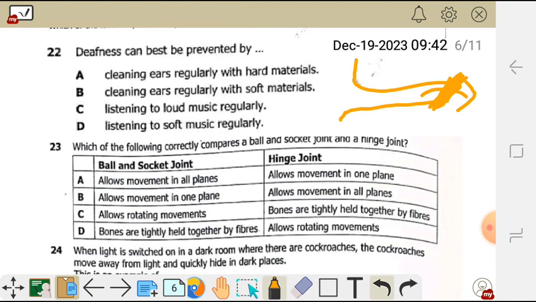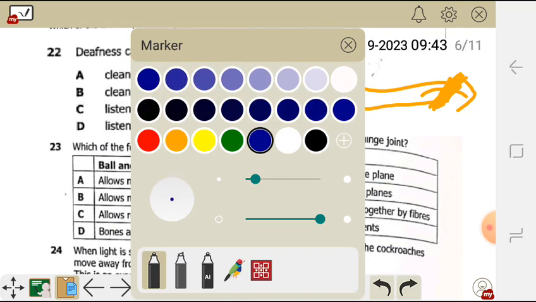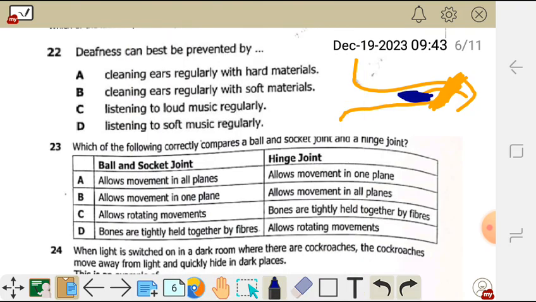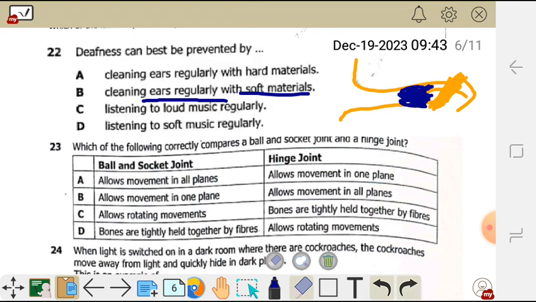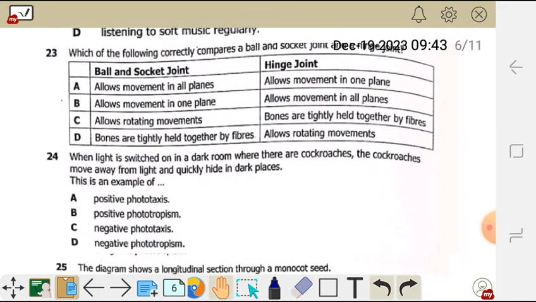But the best answer here is to clean the ears regularly with soft material. When you clean the ear, there is wax which accumulates here. If that wax accumulates excessively, it can block the ear, which can also lead to deafness. But if you clean your ears regularly with a soft material, then you are reducing that wax. So the correct answer here is B. That is the best answer for question 22. So we move on to question 23.